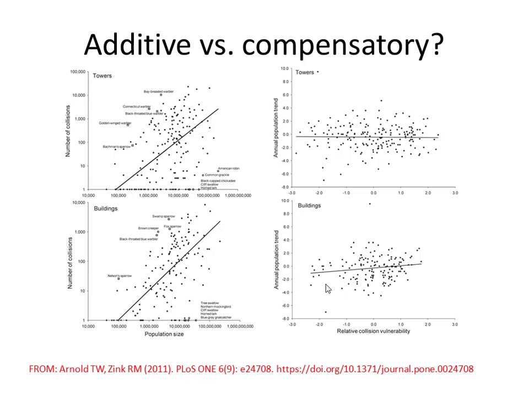Now in this paper, they then looked at relative collision vulnerability. So the birds that are above this line collide more than you would expect based on their abundance. The ones below, maybe they're better at avoiding it, or they fly at lower heights, something like that. But then we looked at it relative to population trends, and in fact found very little evidence that the birds that were more vulnerable are more likely to have a declining population.